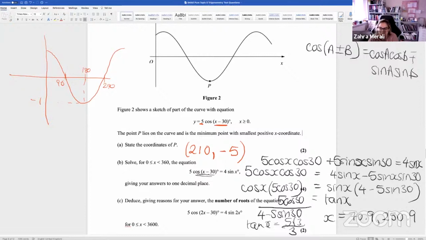I hope that makes sense. So I've opened it out using the formula. I've put all the cosines on one side, all the sines on the other side, and divided to make it tan.